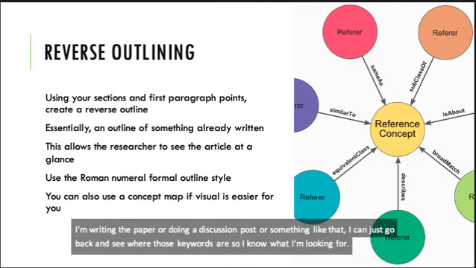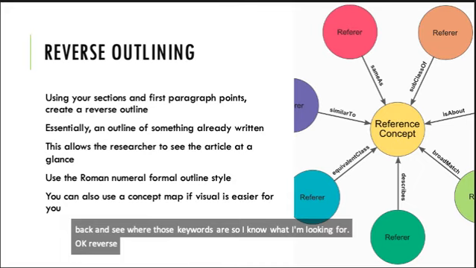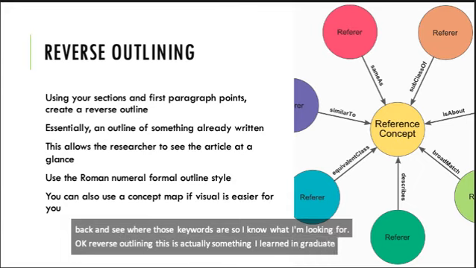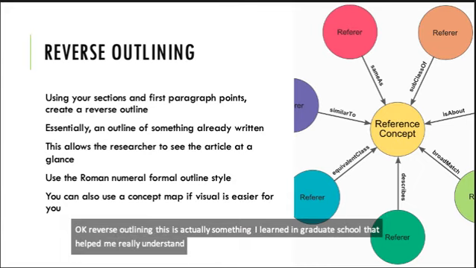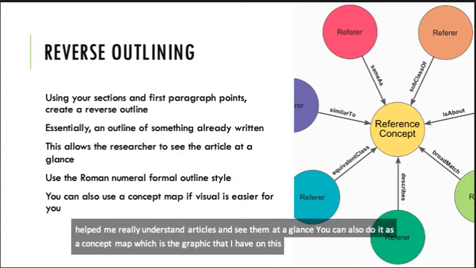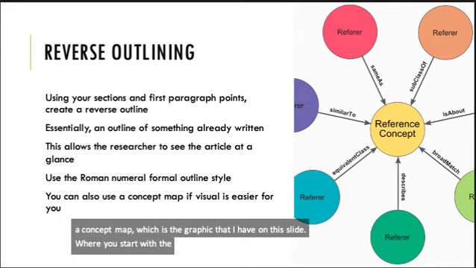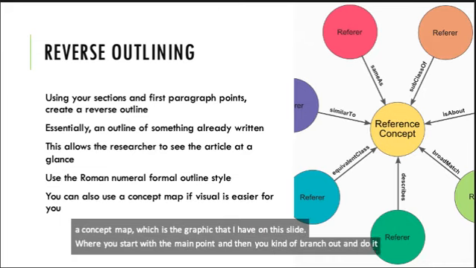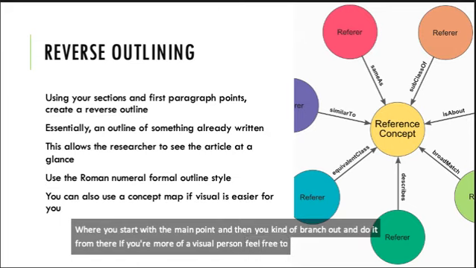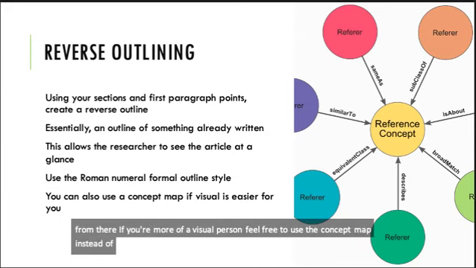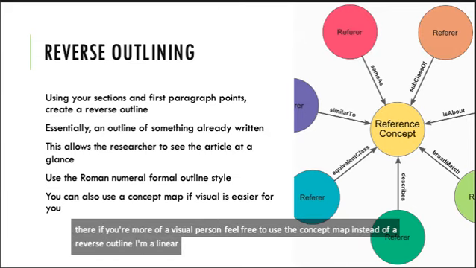Okay, reverse outlining. This was something I learned in graduate school that helped me really understand articles and see them at a glance. You can also do it as a concept map, which is the graphic on this slide, where you start with the main point and then branch out from there. If you're more of a visual person, feel free to use the concept map instead of a reverse outline. I'm a linear thinker. I like things very neat and organized, very type A.